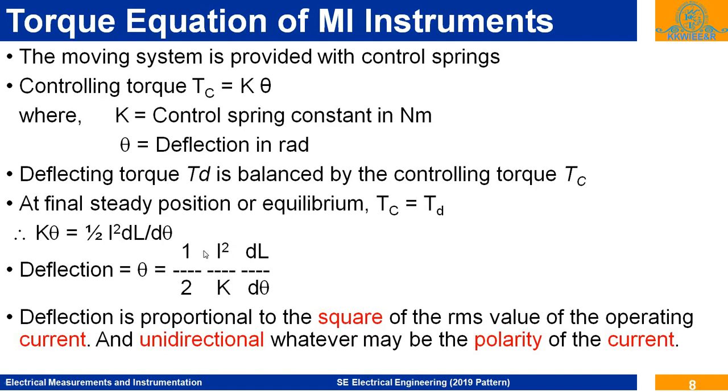As we see in the basic principle in the animation, this deflection is unidirectional whatever the polarity of the current. If the direction of current through the stationary coil changes, the deflection is still unidirectional. Theta is proportional to the square of the current flowing through the stationary coil, and theta is unidirectional apart from the polarity of the current flowing through the coil.